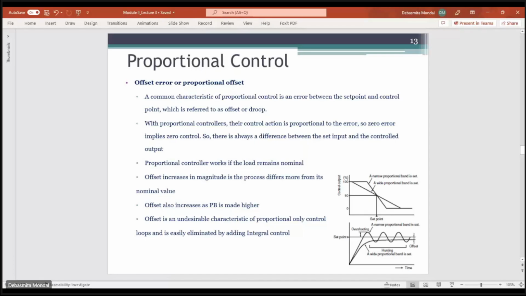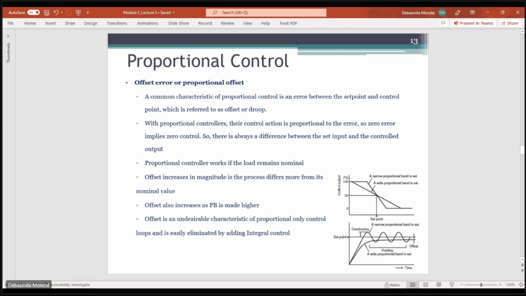In order to have a proportional control, you need to have some positive value of the error signal. If the error signal is 0, the controller will not provide you with any control action. So in order for a proportional controller to work, there always has to be a difference between the set input and the controlled output.